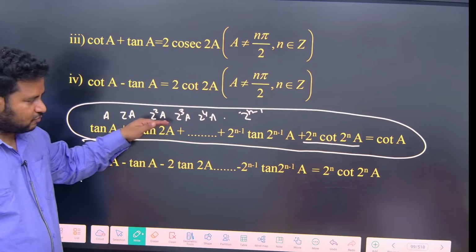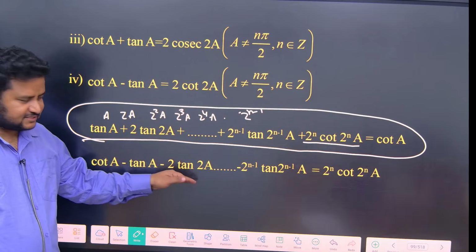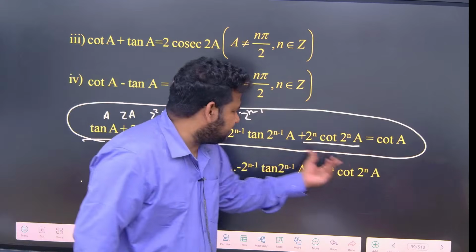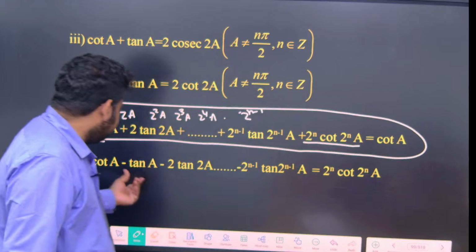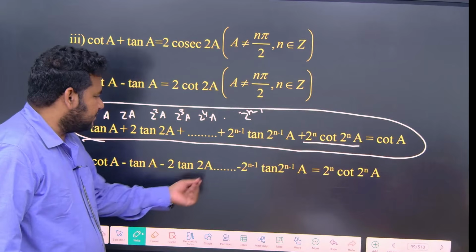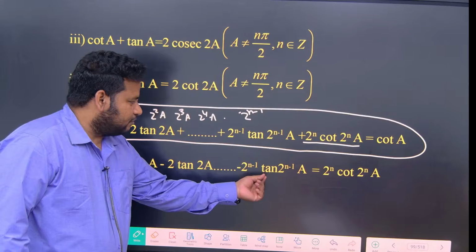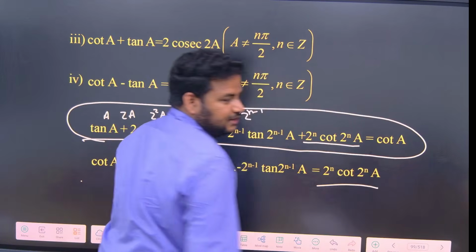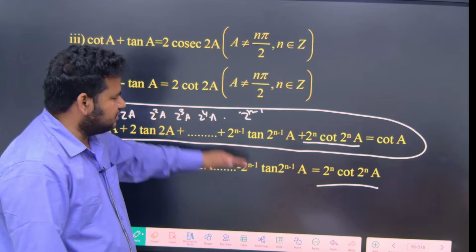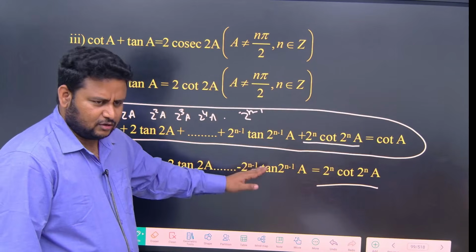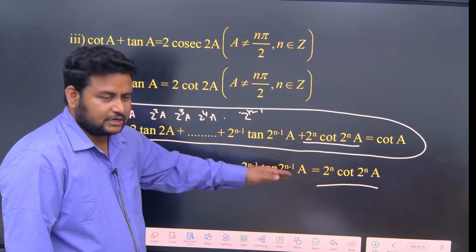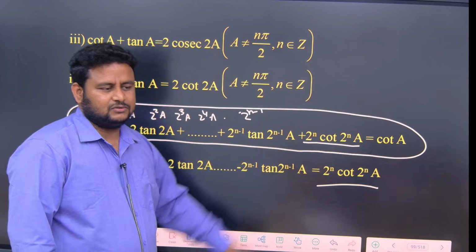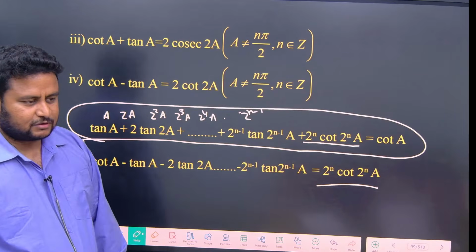Now observe this. Don't you think that this is derived from here itself? What they have done here is, they took everything to that side except this term. So cot A minus tan A minus 2 tan 2A minus up to 2 power n minus 1 tan 2 power n minus 1 A is equal to what? 2 power n cot 2 power n A. That's all. From here only this is derived, so no need to write it down, but write it down, it will be useful. You have to understand that this is coming from here. Once you understand this, you will be able to solve a lot of questions, because they are directly asking questions each time.